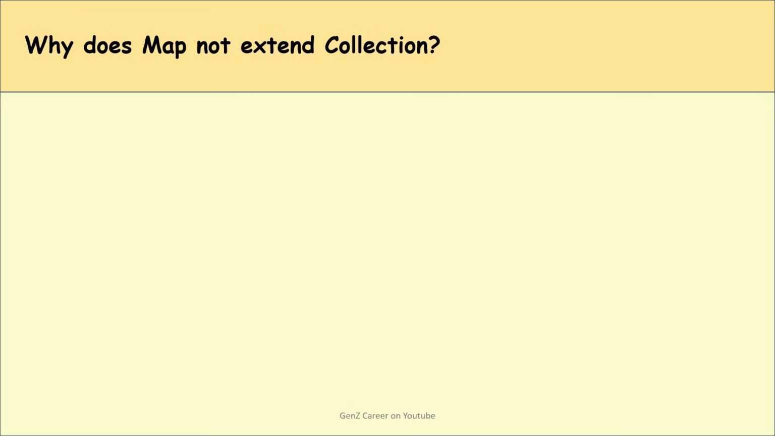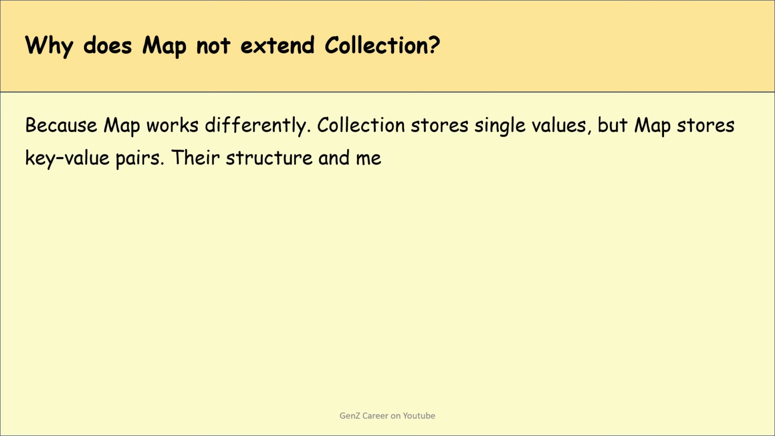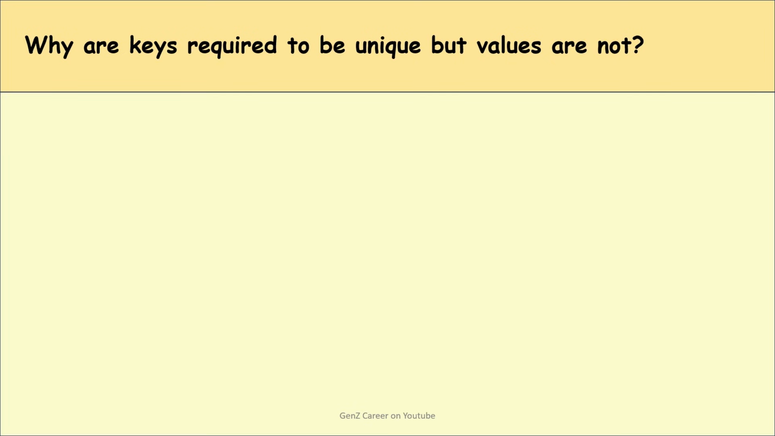So I think we have already discussed this, but let me tell you in brief. Because Map works differently. Collections store single values, but Map stores key-value pairs. Their structure and methods are different, so Map is kept separate. Okay, why are keys required to be unique but values are not?